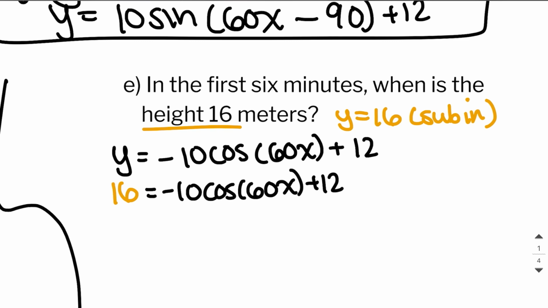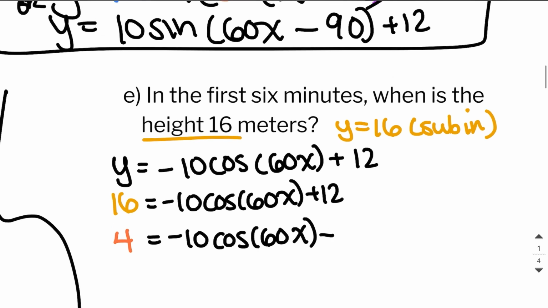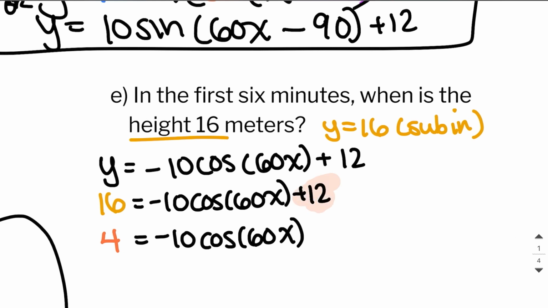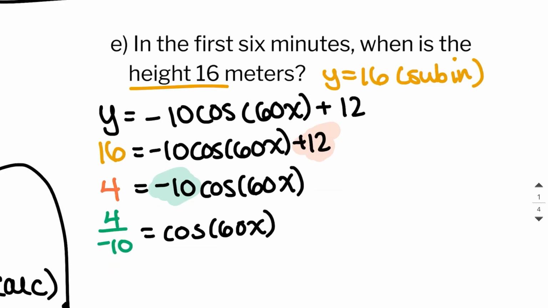Then I'm going to get rid of the 12 from the 16 right here, and I would end up getting 4. So 4 equals negative 10 times the cosine of 60x, and the plus 12 is gone, so I don't have to write anything there. I'm just going to highlight that I got rid of this 12 right here. Then I'm going to get rid of this negative 10 by dividing everything by negative 10. So I get 4 over negative 10 is equal to the cosine of 60x. But I'm going to reduce this to negative 2/5 and then just copy this down.